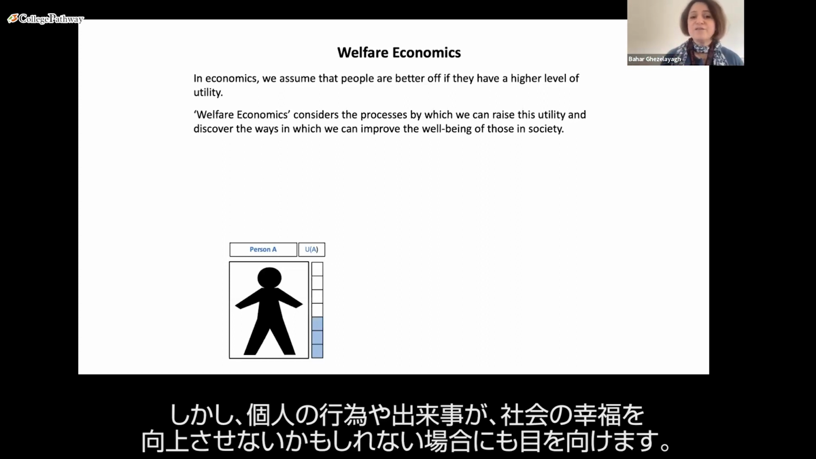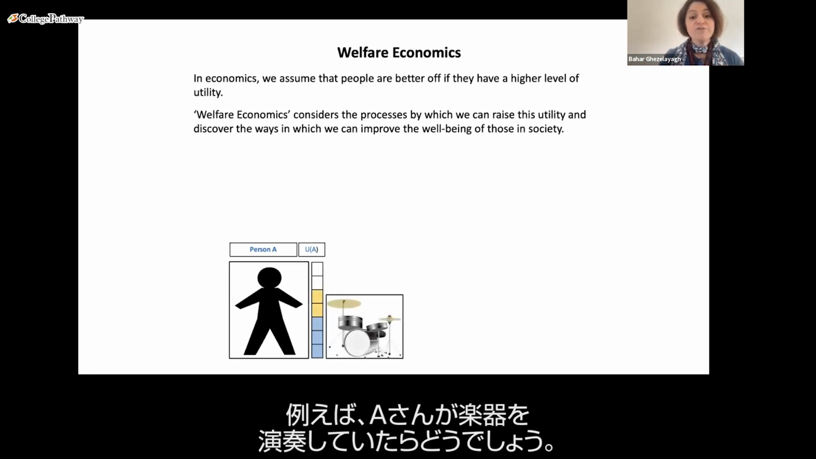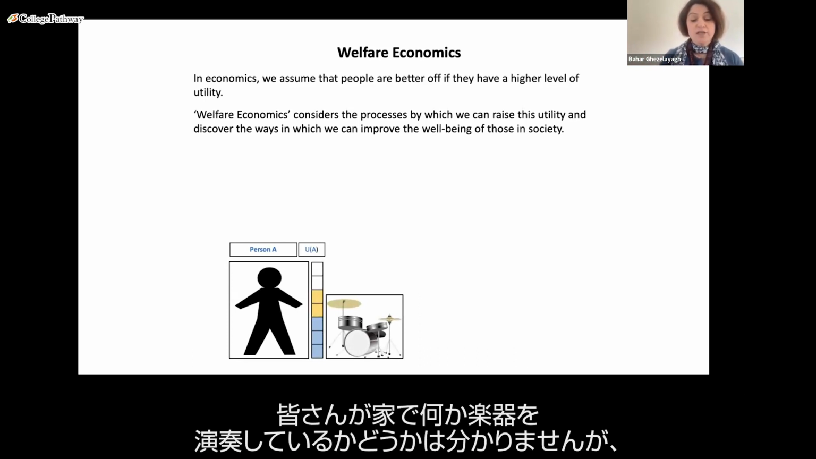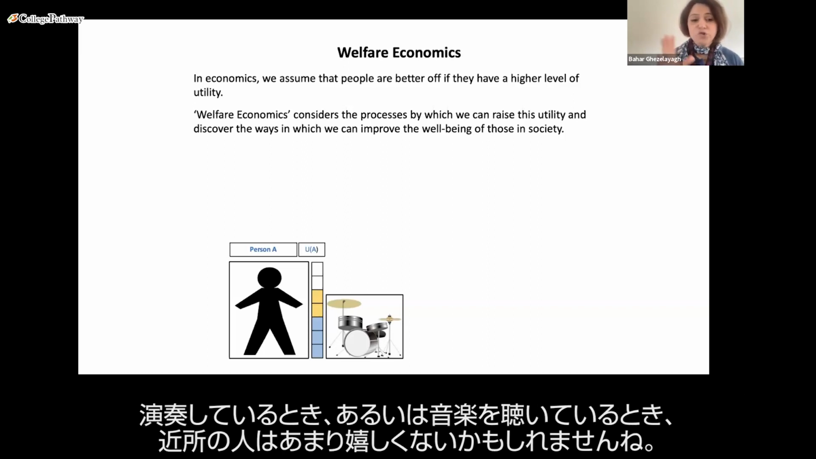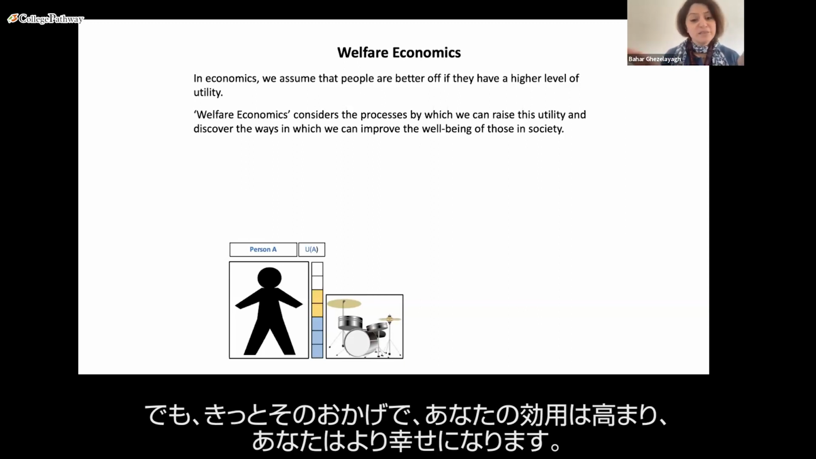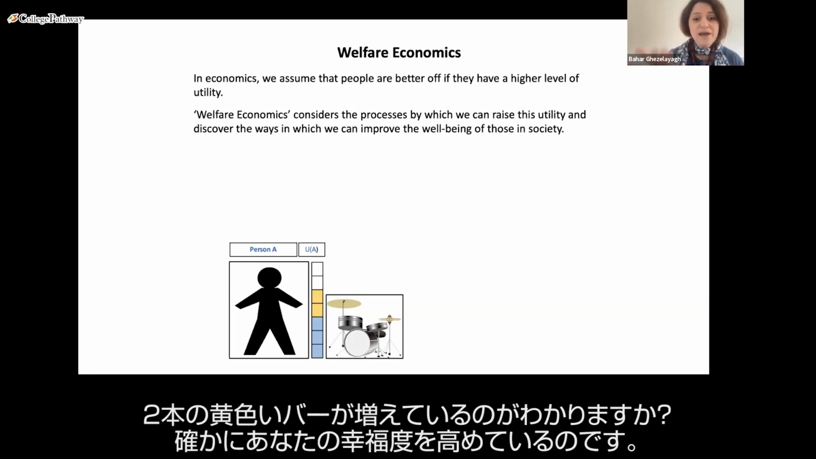It also looks at ways that an act of an individual or of an event doesn't improve the well-being of the society. What if person A is playing, for example, an instrument? I don't know whether you play any instrument at home, but I'm sure that when you're playing that, or for example, if you're listening to music, your neighbors might not be very happy, but surely that has increased your utility. You're much happier. Do you see these 2 yellow bars that have gone up? This is definitely making you happier.